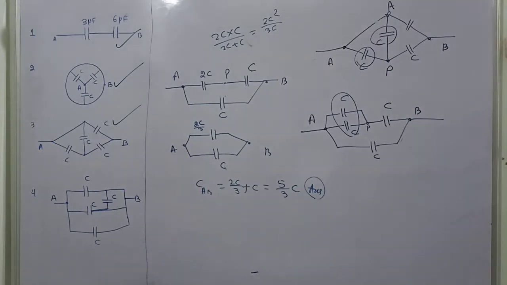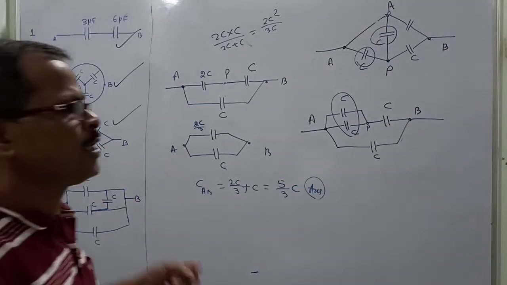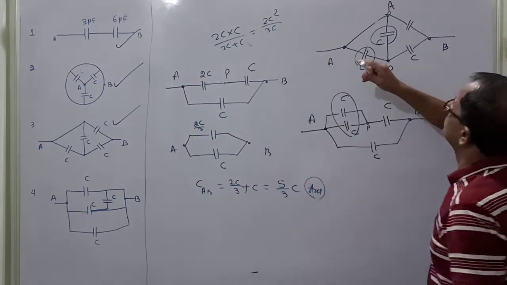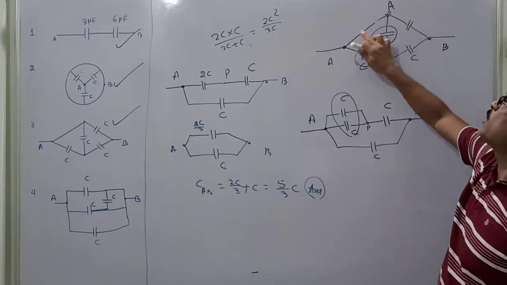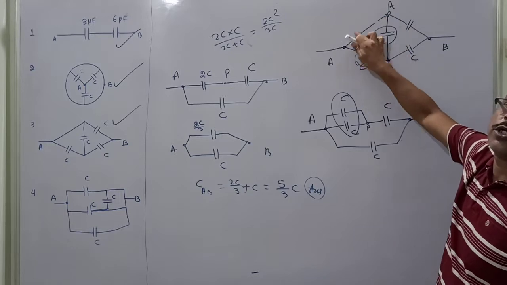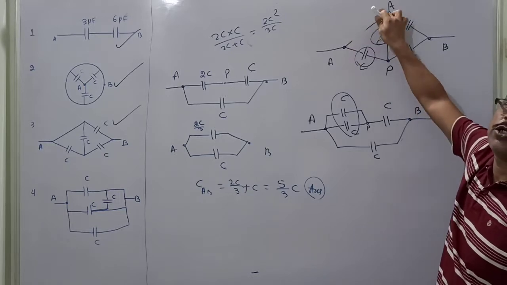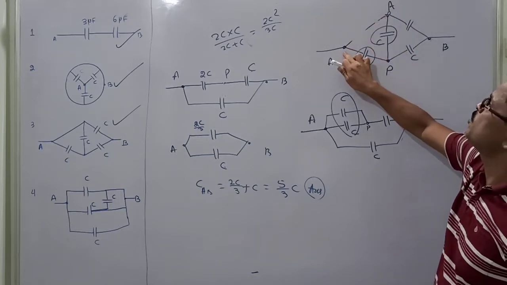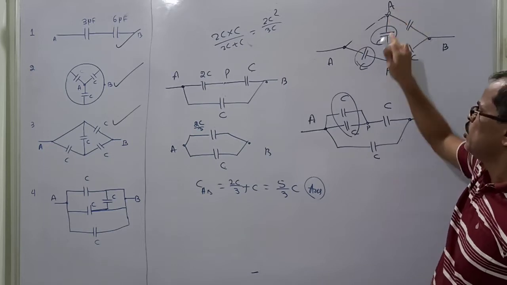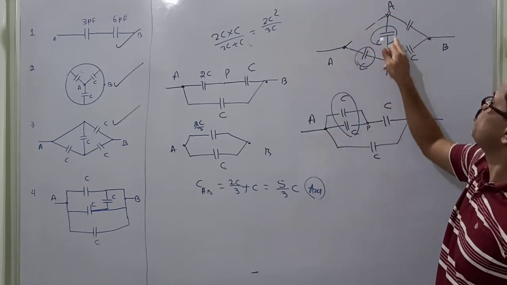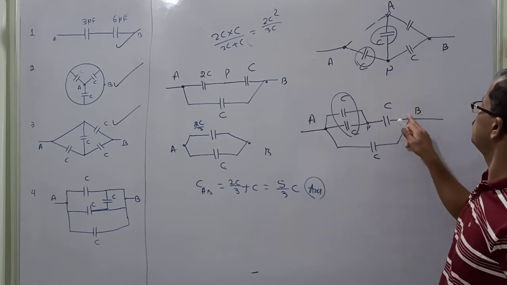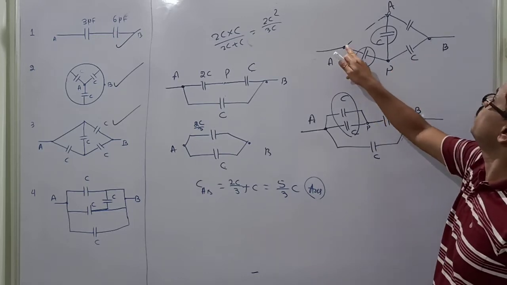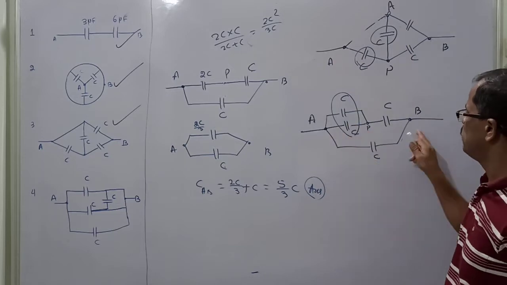So this is the combination of the capacitors. Please follow again what I have done. Now this is the point A. I have given the point A here also because there is no connection, no capacitor, no resistor, nothing. So the potential of these points is the same. From A to P, two capacitors. P to B, one capacitor. From A to B, direct.